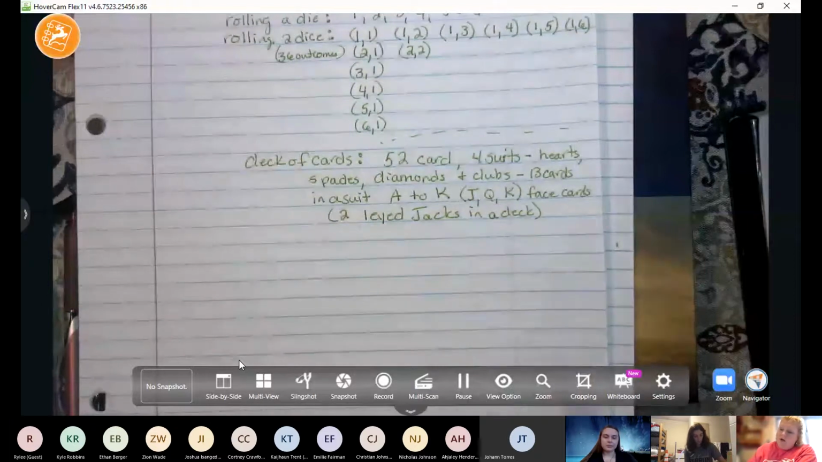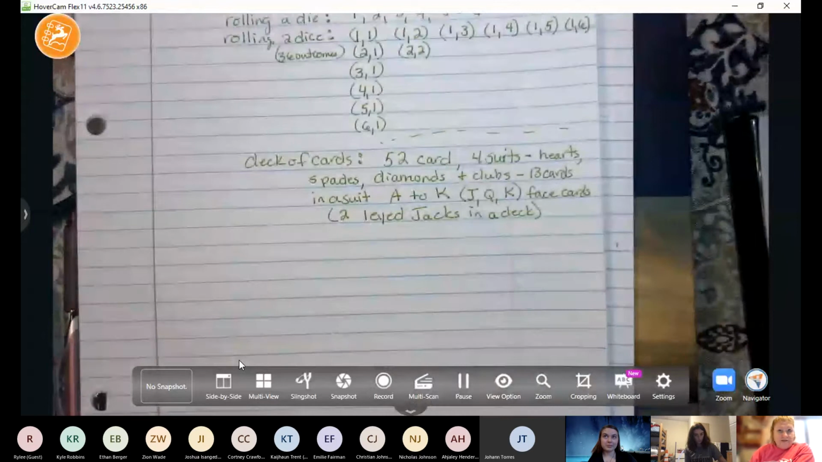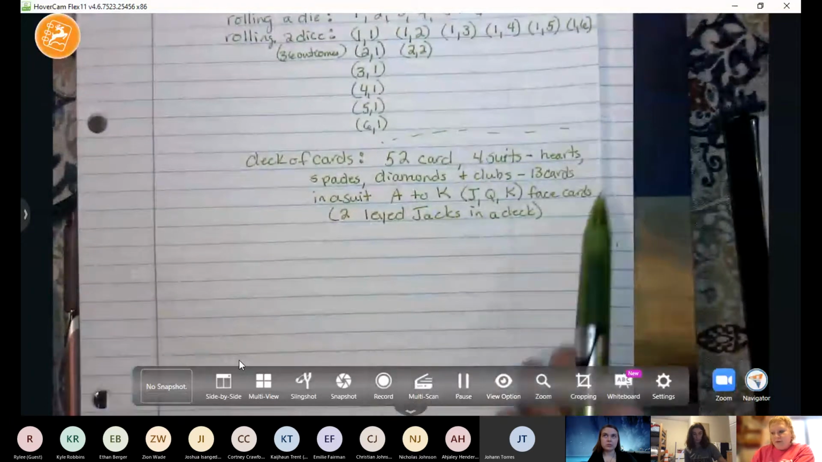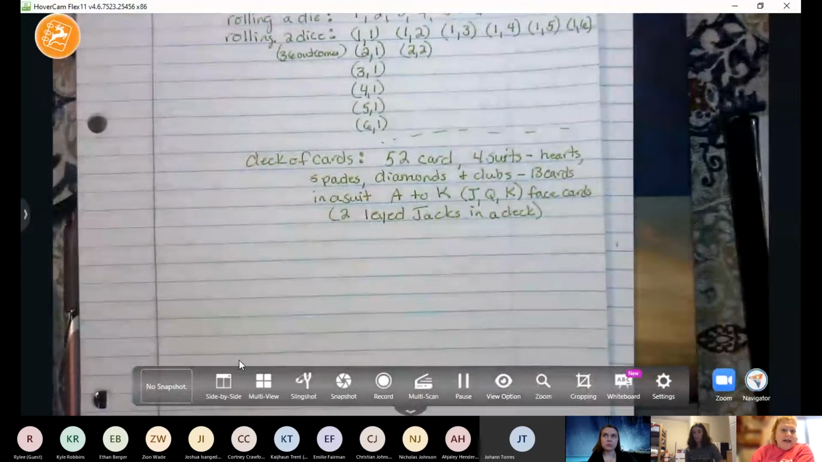So I just wanted to go over a deck of cards, especially for those of you who have not played cards. You may not be familiar with what is in a deck of cards. So I wanted you to know what the possible outcomes could be for a deck of cards.